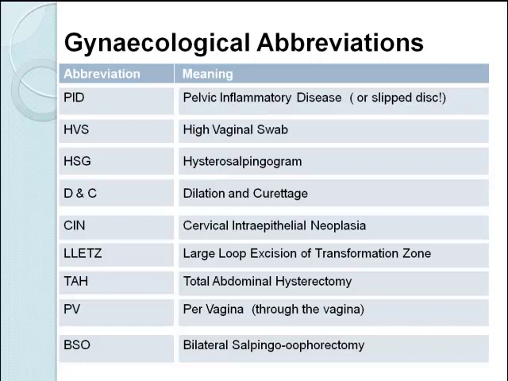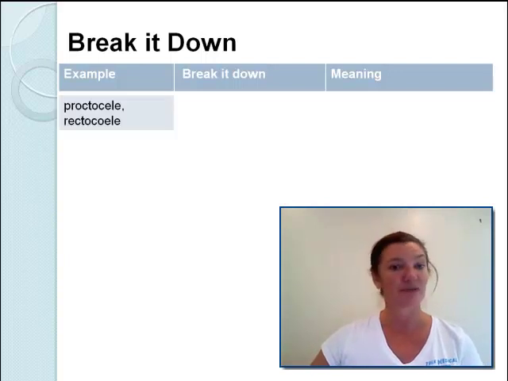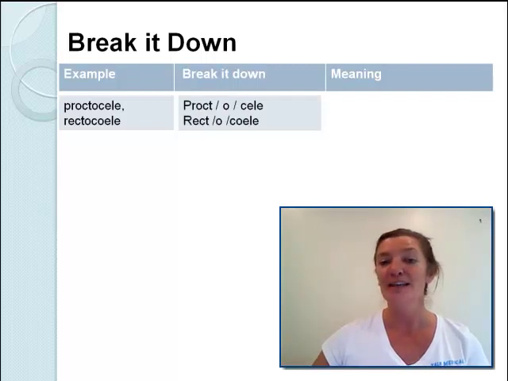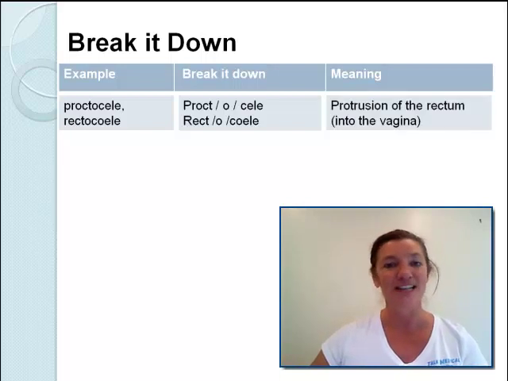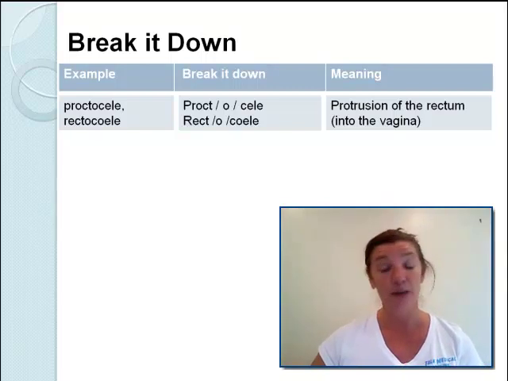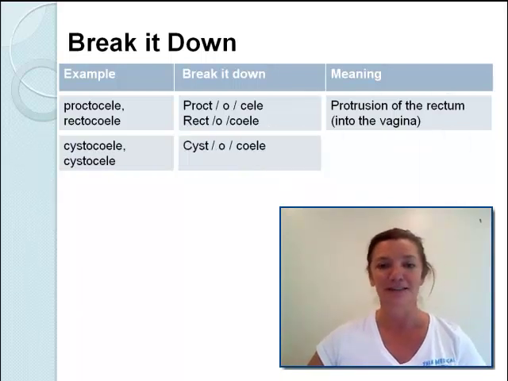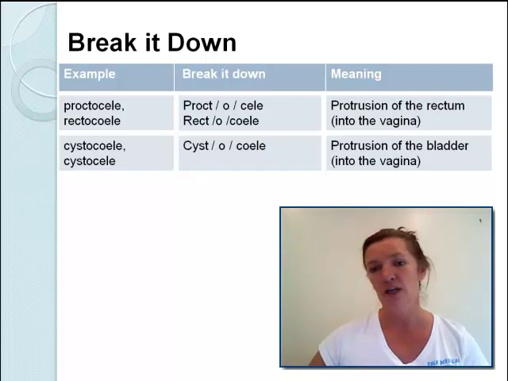And next it's time to break down some words. Let's break it down. Our first two terms, proctocele and rectocele. Proctocele or rectocele both break down to mean exactly the same thing, which is protrusion of the rectum into the vagina. It's a type of hernia, something protruding into something else. Cystocele, let's break it down. That'd be a protrusion of the bladder into the vagina.